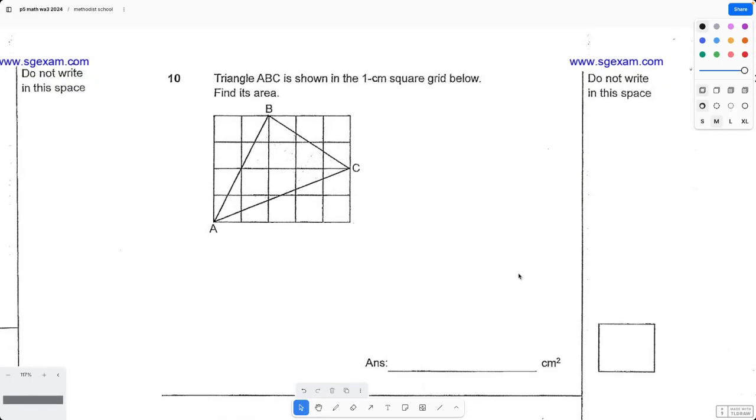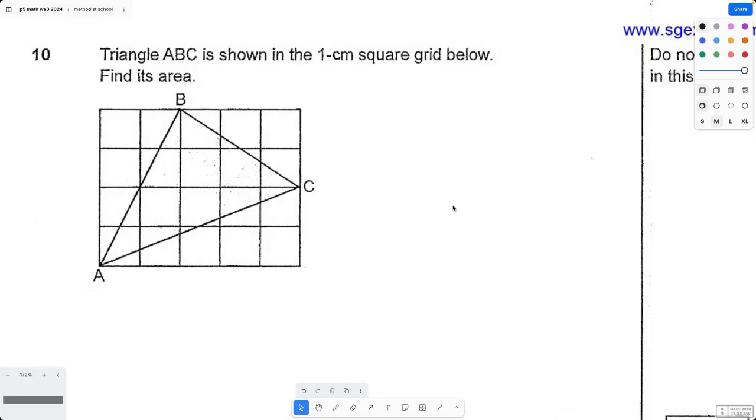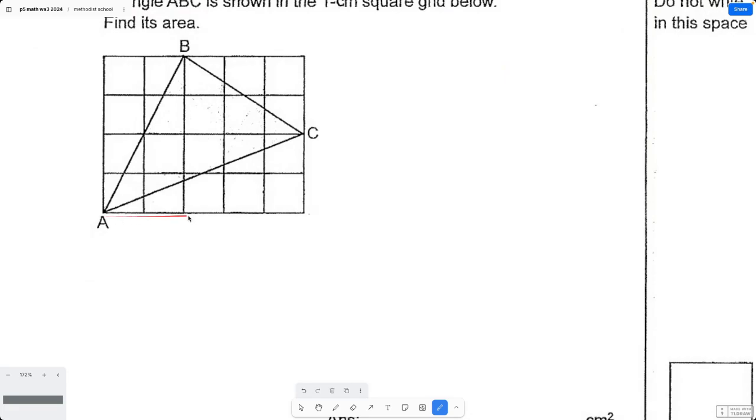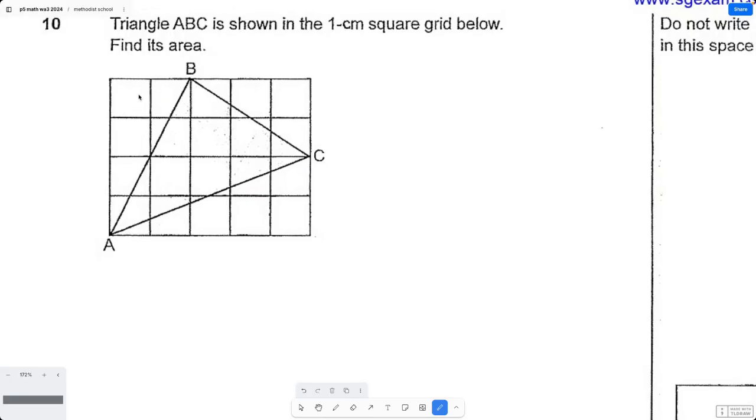Question number 10. Triangle ABC is shown on a 1 centimeter square grid below. Find its area. So how do we find this area? Technically for ABC we don't really know the area, but we know there is a rectangle, and we also have different triangles here as well. So if you minus these 3 triangles, we can get the area of this triangle as well. So let's do that.